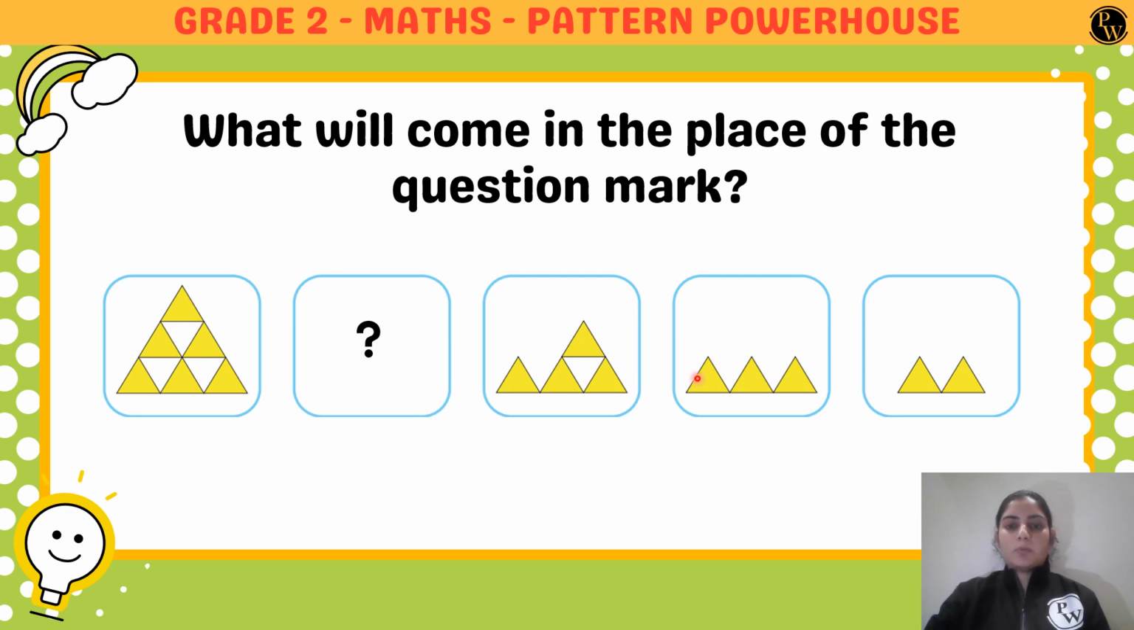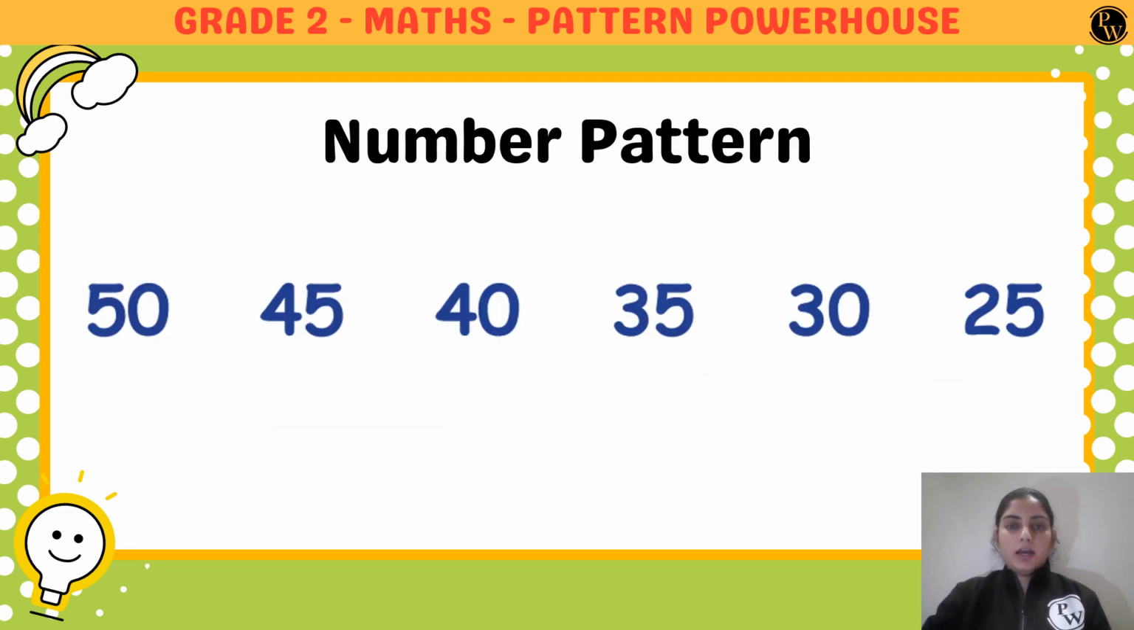Now in the next box we are left with 3 triangles only, and in the next one only 2. That means the count of triangles is being reduced by 1, right? So if we reduce one triangle from here to get this, how many triangles should be there? There should be 5 triangles, right? Yes. Well done. Now let's learn about number pattern.